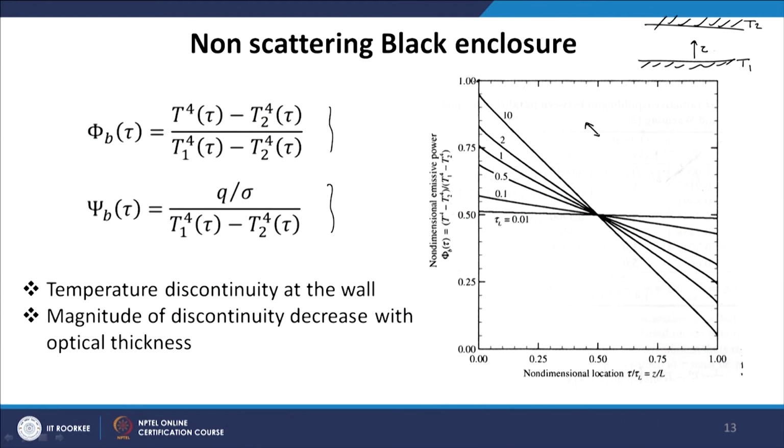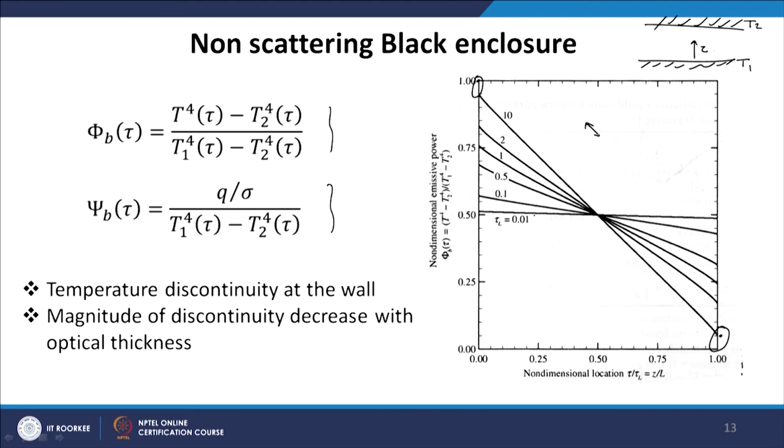But the emissive power is linearly varying, and we see that there is a jump in temperature at the wall. Here the non-dimensional temperature at the wall is 1, here the non-dimensional temperature at the wall is 0, and there is a jump in the non-dimensional emissive power. This jump decreases when we increase the value of optical thickness tau L. So, if you have more absorption, that is kappa is large, then the emissive power jump at the wall is going to decrease.